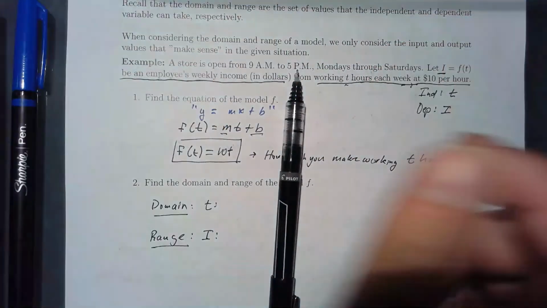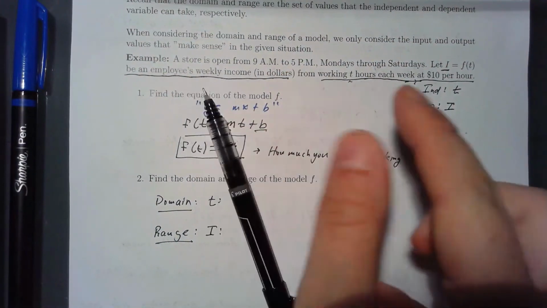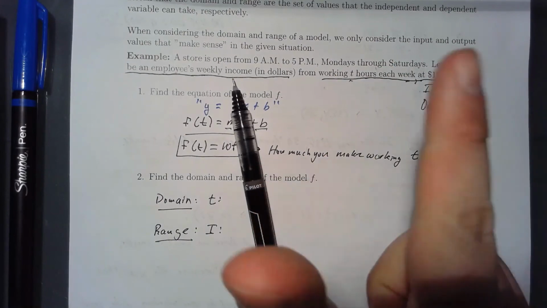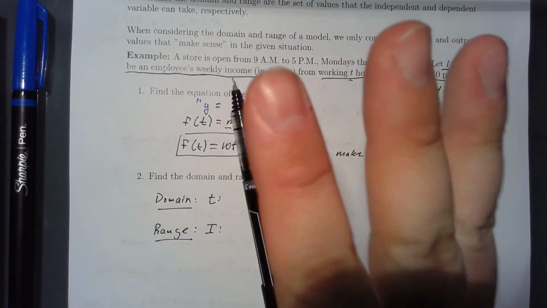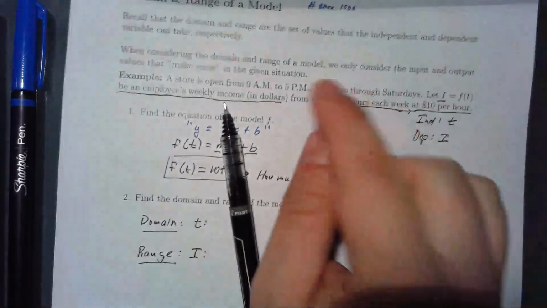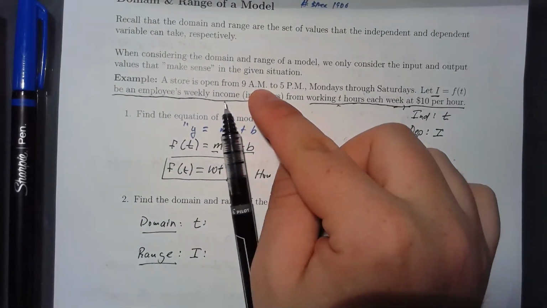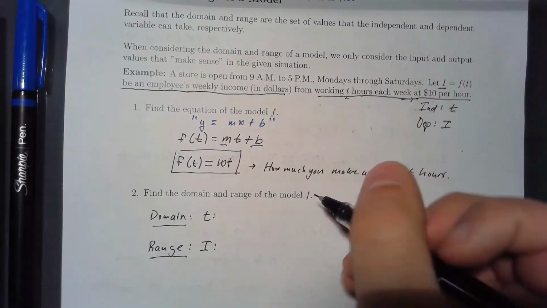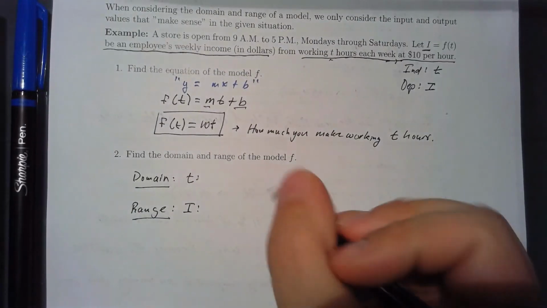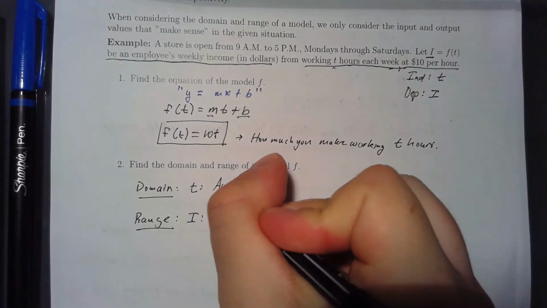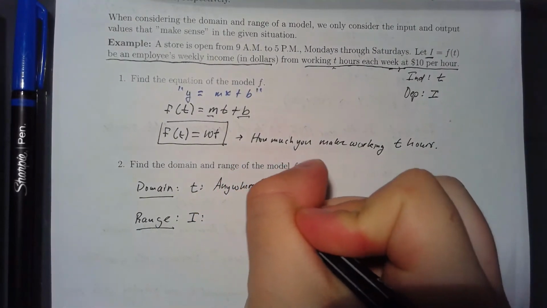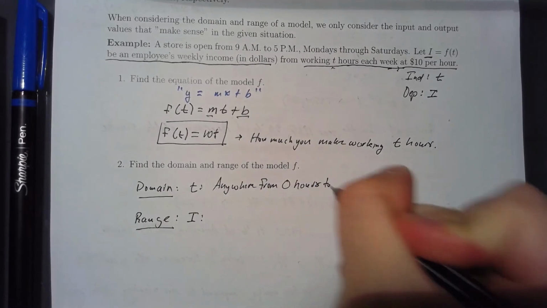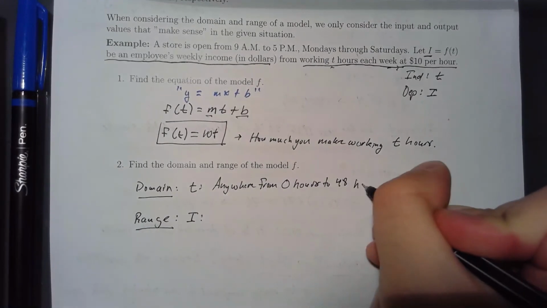So that's 8 hours each day, right? Mondays through Saturdays. So that's 6 days: Monday, Tuesday, Wednesday, Thursday, Friday, Saturday. So 8 hours a day times 6 days. What's 8 times 6? 48. So T can be anywhere from 0 hours to 48 hours.